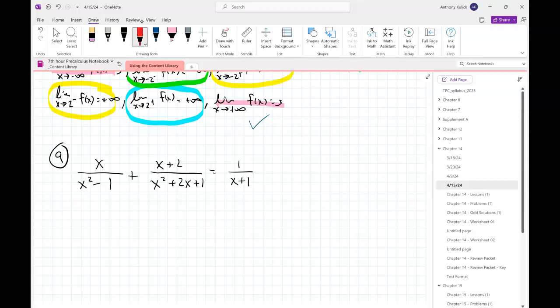Can you unfactor that? You mean factor that? Yes, that is the first step, is what you'd want to do is start by factoring. So the only thing that can factor are the denominators, correct? If you look at the numerators, x isn't factorable, x plus 2 isn't factorable, and 1 isn't factorable. But x squared minus 1, how does that factor?